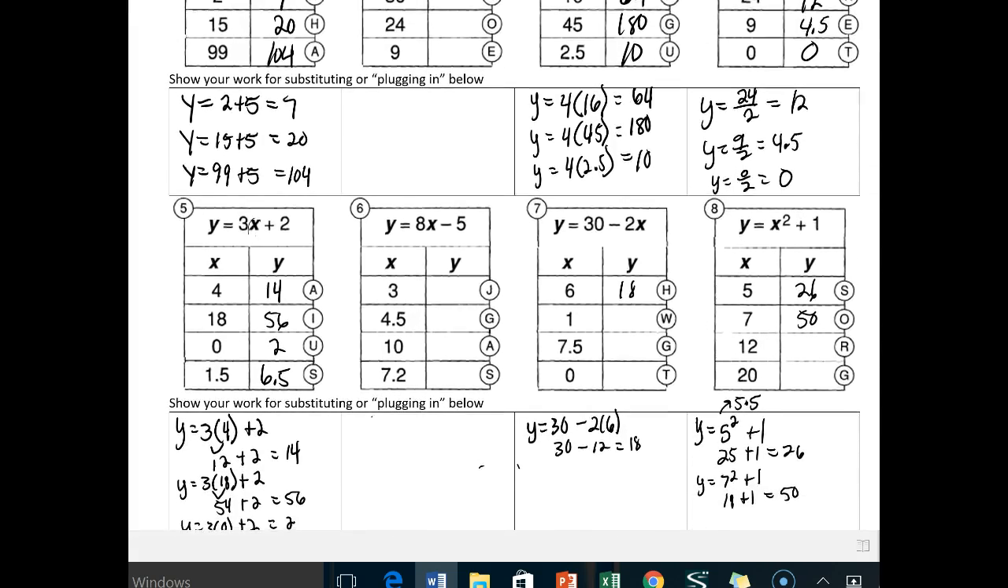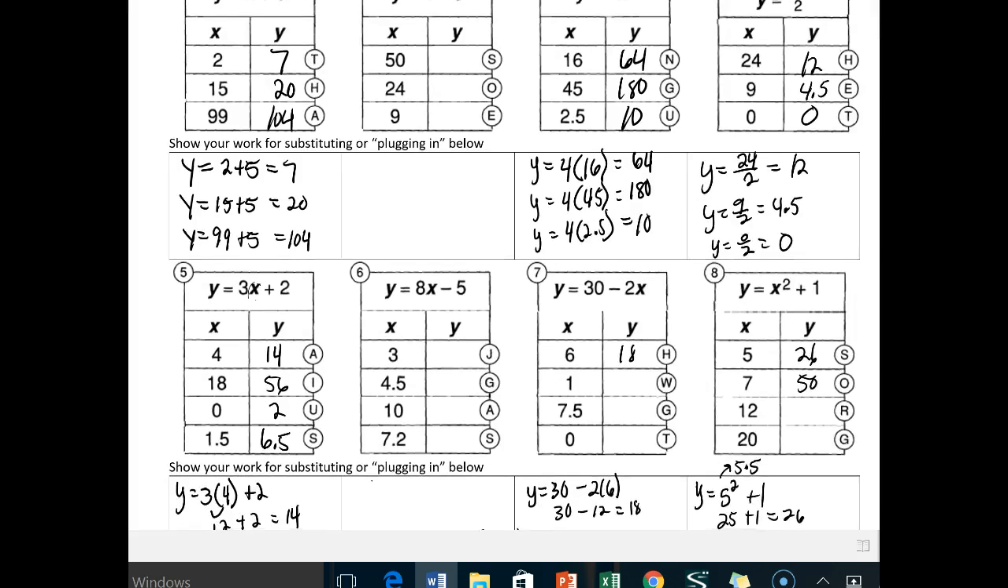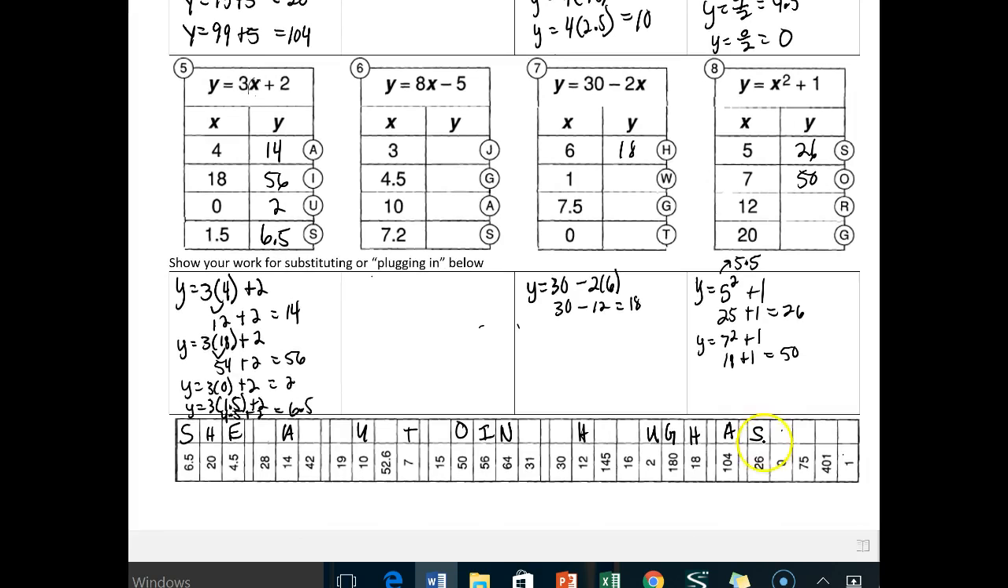So 12 is H, 4.5 is E. I think I have one more letter. Yes. 0 is T. All right. So it starts with "she" and then something else. So as you finish off those, you should be able to get the answer.